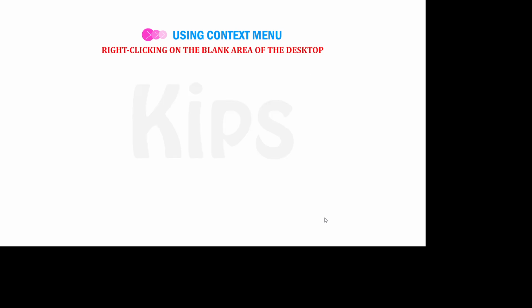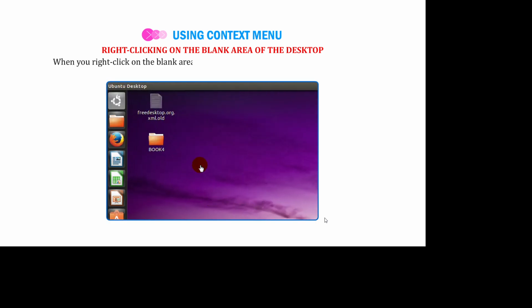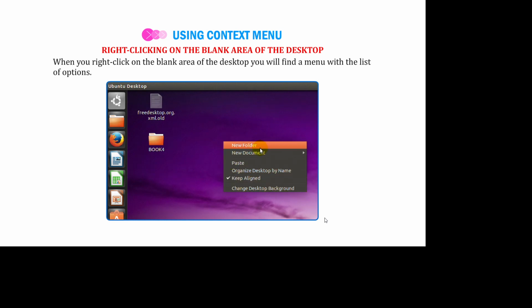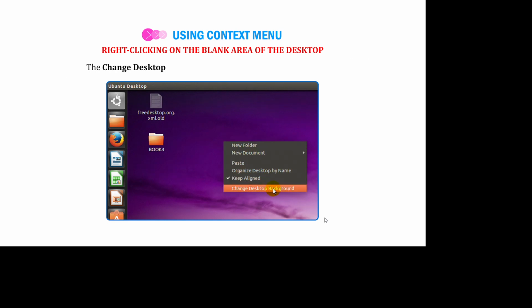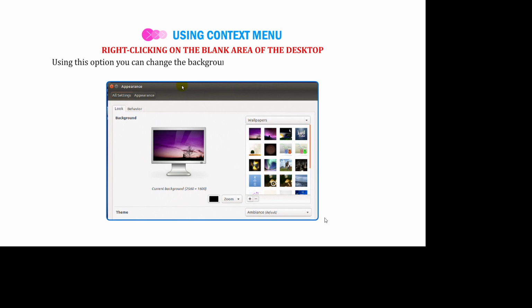Right-clicking on the blank area of the desktop. When you right-click on the blank area of the desktop, you will find a menu with a list of options. The Change Desktop Background option can be seen at the bottom. Using this option, you can change the background settings of the desktop, appearance of the icons, and behavior settings of the launcher as well as menu bar.